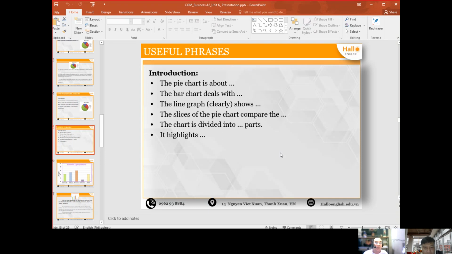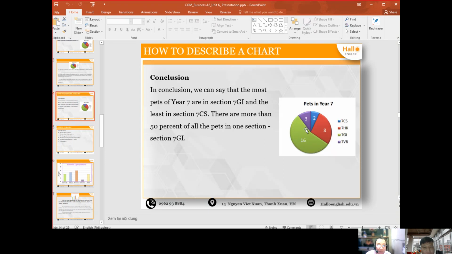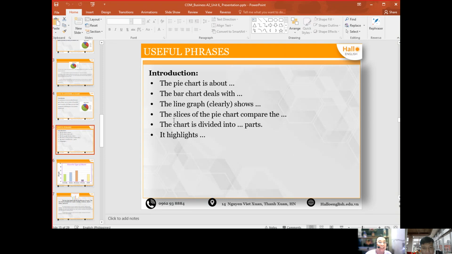Now, if you are going to compare, let's say you do the comparison between the highest and the lowest, you can say the highest slices of the pie chart compare the, okay. Compare that with what? What particular slice of pie is that? You can also say the chart is divided into a number of parts.